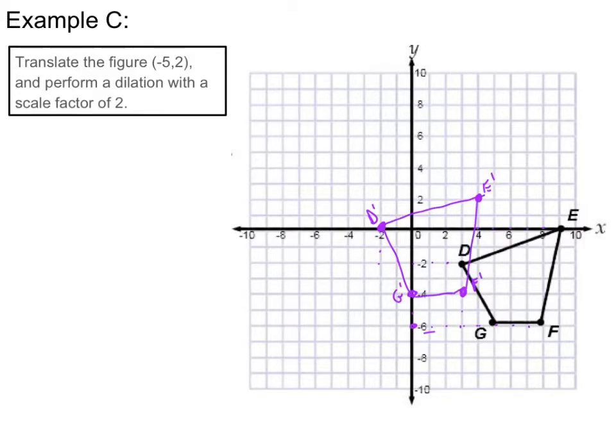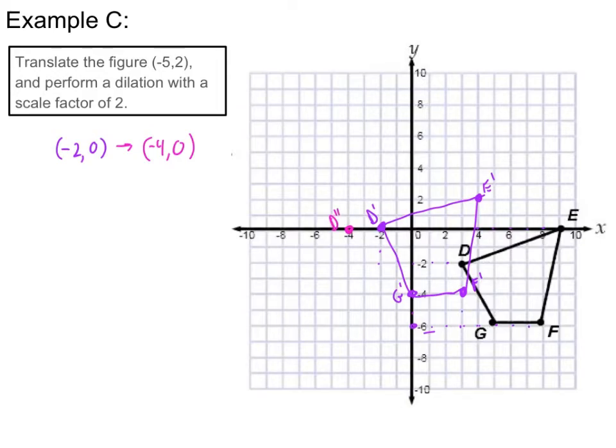So now that we've got all of those and we've got our fancy looking trapezoid, we're now going to perform a dilation with a scale factor of 2, which means we're going to need to multiply all of our points by 2. So looking at D prime, that appears to be at negative 2, 0. So we're going to be multiplying that by 2. So to do that, we're going to end up with negative 4, 0. So let's plot that point at negative 4, 0, and call it D double prime.